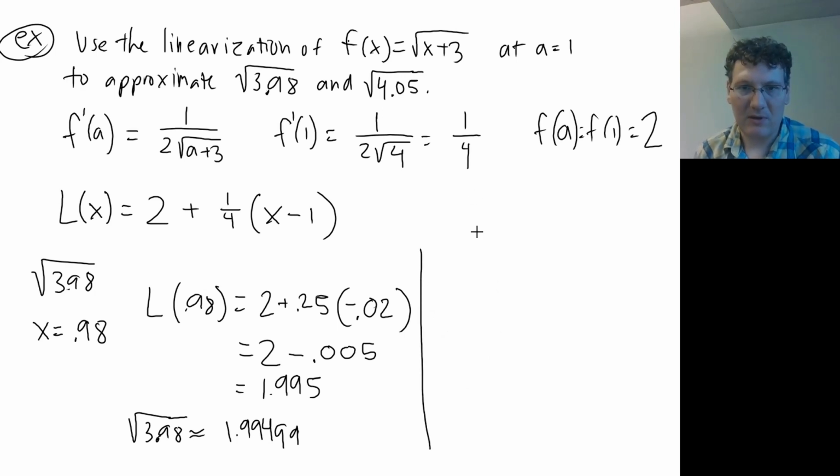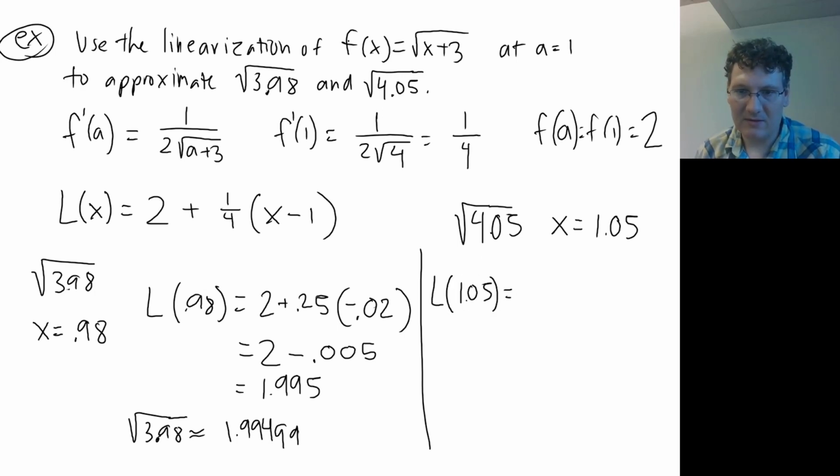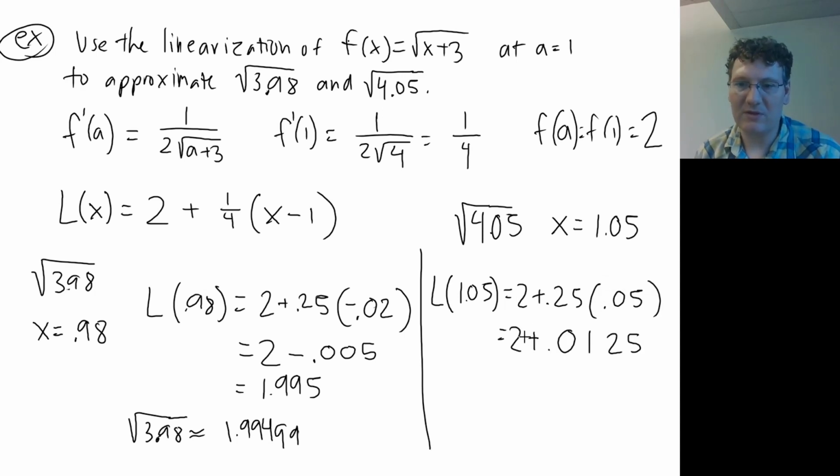Let's take the second one, the square root of 4.05. In this case, x is going to be 1.05, right? So the linearization of 1.05 is going to be 2 plus 0.25 times 0.05. That's 2 plus 0.0125. So this is 2.0125, which is pretty darn close to the square root of 4.05.